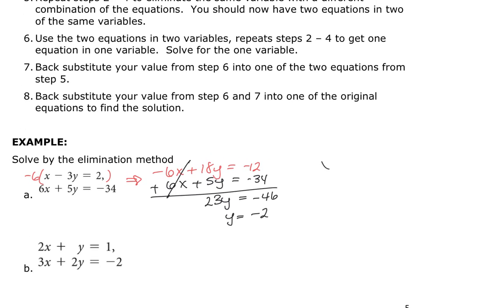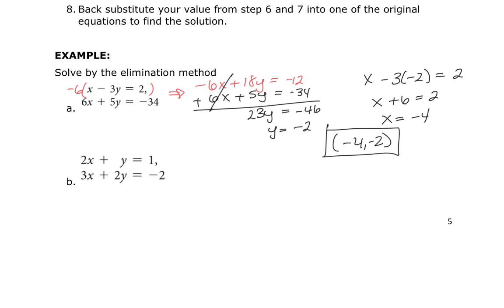So I go back to my original equation, which is x minus 3 multiplied by a -2 is equal to 2. So x plus 6 is equal to 2. So x is equal to negative 4. So my answer is an ordered pair, negative 4, comma, negative 2. There's my answer.